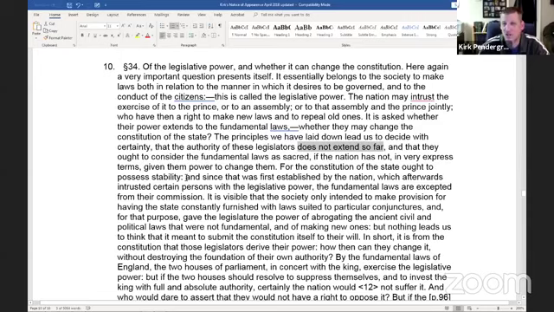Now, the Constitution of the United States of America does say in Article 5, through an Article 5 convention, a constitutional convention, and then and only then can they alter the Constitution. So there is something right there, right? And that they ought to consider the fundamental laws as sacred if the nation has not in very express terms given them power to change them. In fact, the First Amendment specifically says, Congress shall make no law.